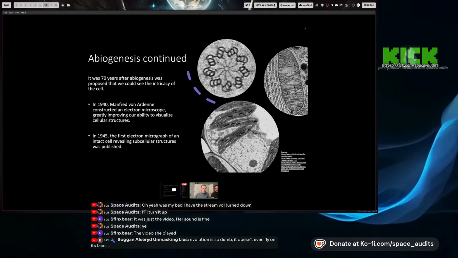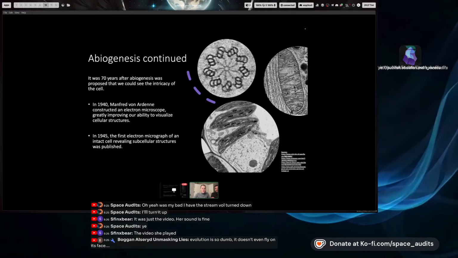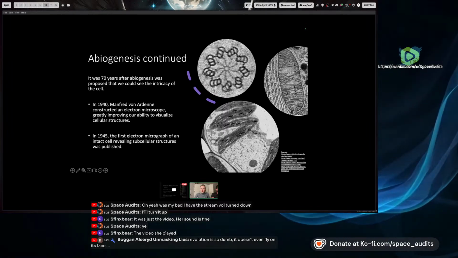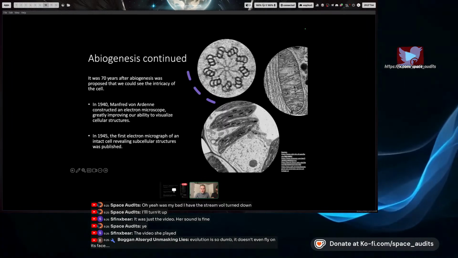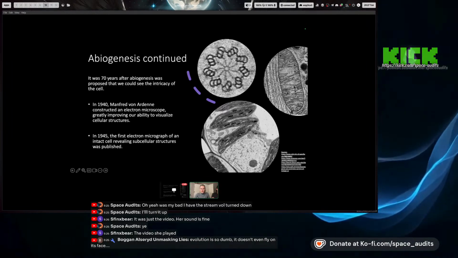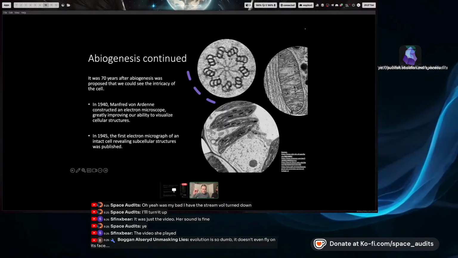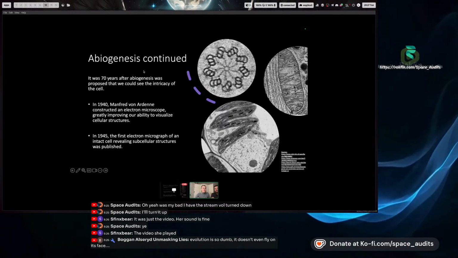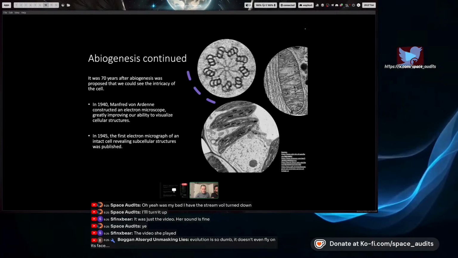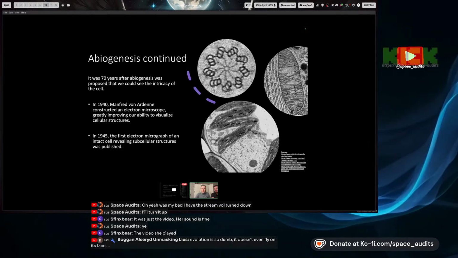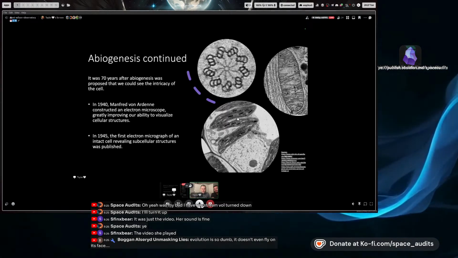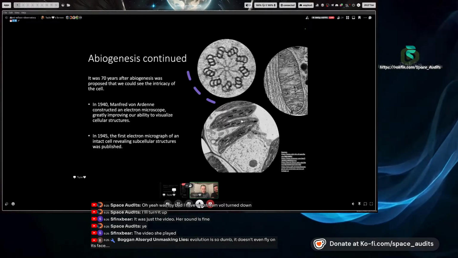It was 70 years after abiogenesis was proposed that we could actually see the intricacies of the cell. Over here are some images from an electron microscope of different cellular components. Here's the mitochondria, the chloroplast, and the cilia, which the microtubules protrude out of. In 1940, Manfred von Ardenne constructed an electron microscope which greatly improved our ability to visualize cellular structures, and in 1959, the first electron micrograph of an intact cell revealed these subcellular structures.